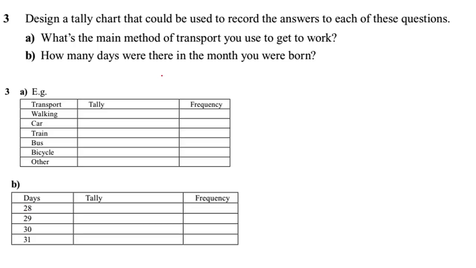Now, how many days were there in the month you were born? So people are being asked this question. You're going to tally here those that were born in February, 28 days, and those that were born in February again, the leap year, 29 days, and those that were born in a month which had 30 days, and those that were born in a month which had 31 days. So you're going to tally them there. Then you just put the frequencies there. Okay. Right. So hope you get this.